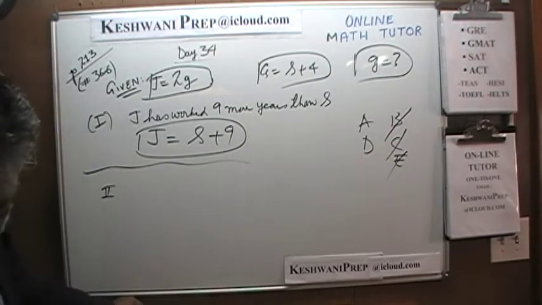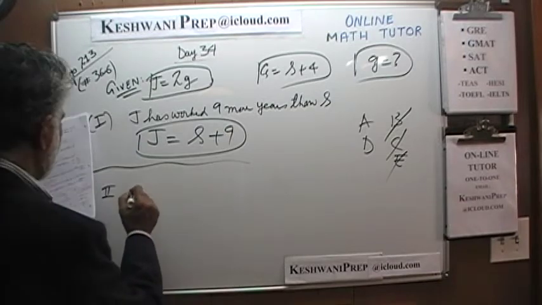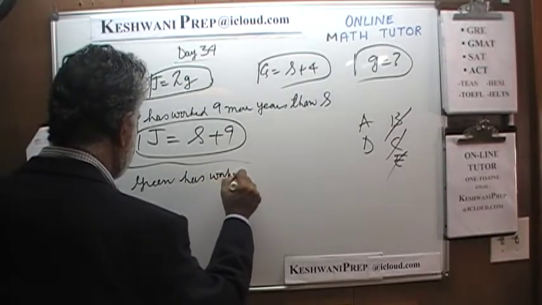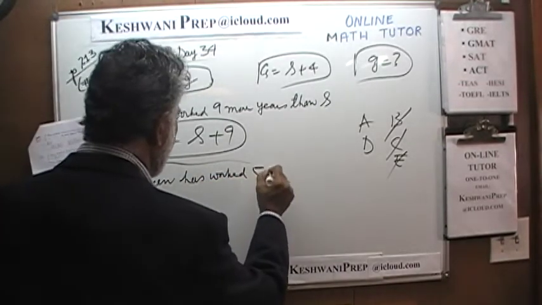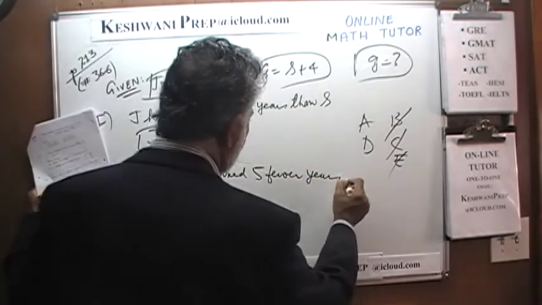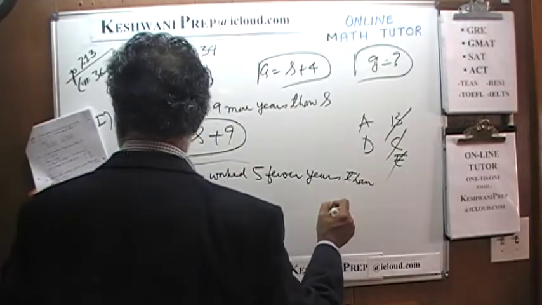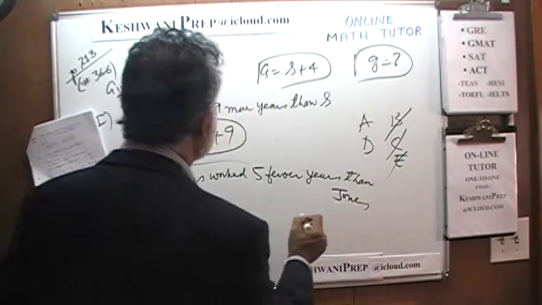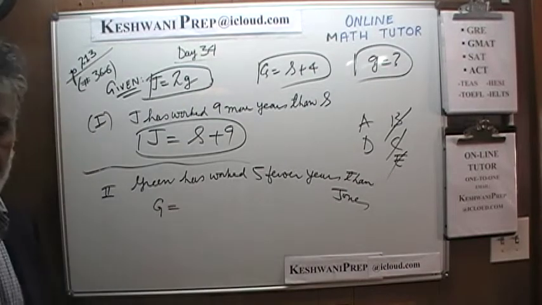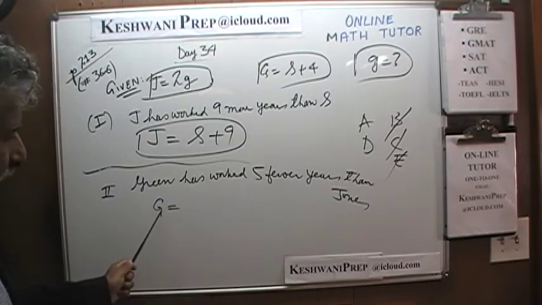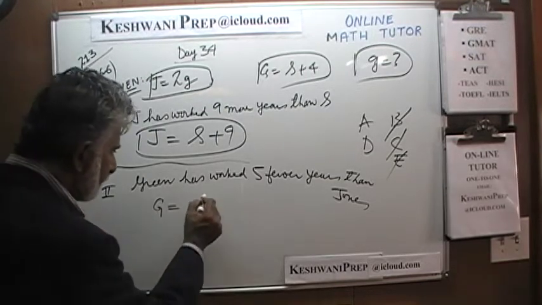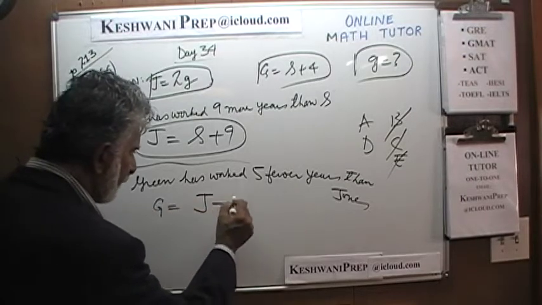The second statement tells us that Mr. Green has worked 5 fewer years than Jones. There you go. How many years has Green worked? I don't know, but he's been here. We hired him 5 years later than we hired this guy. So how many years has Jones worked? Green has worked 5 fewer years.